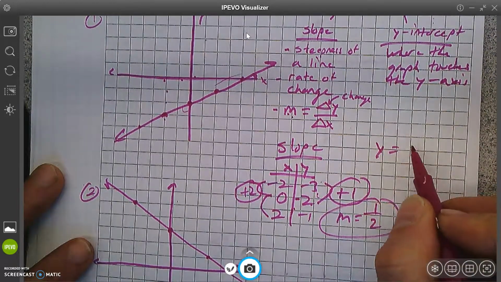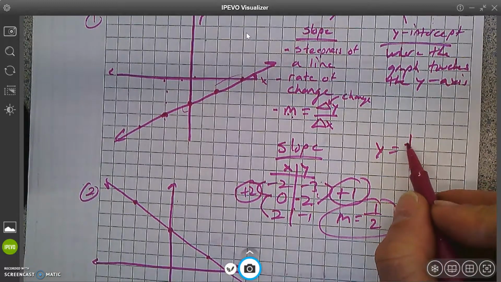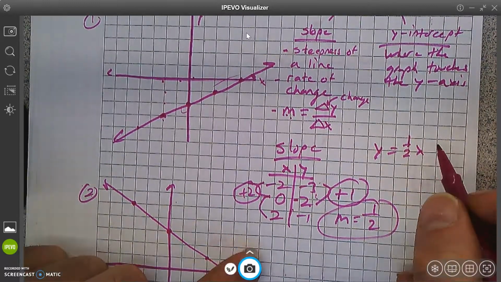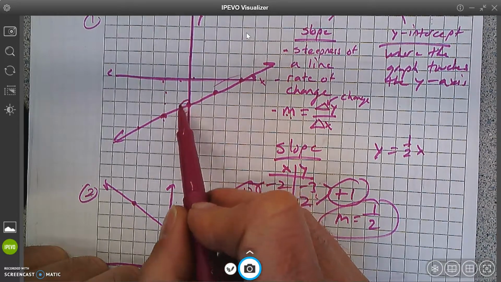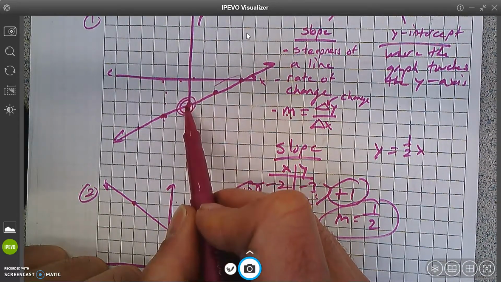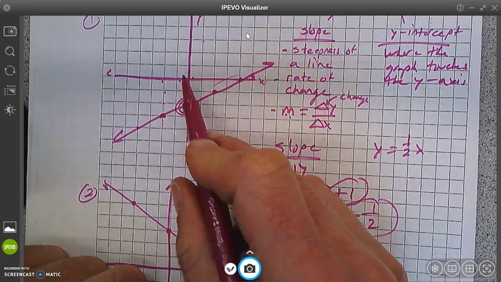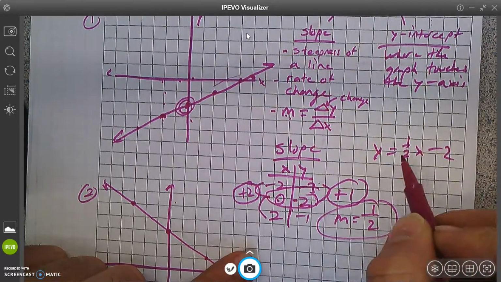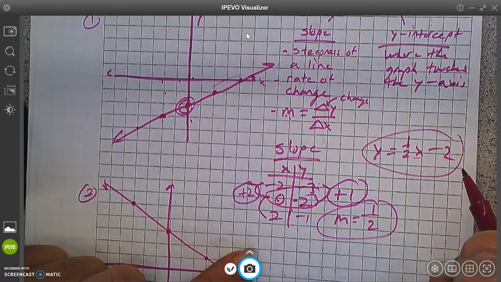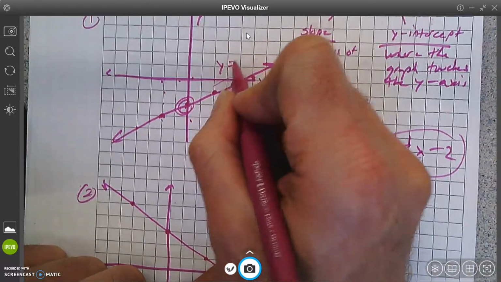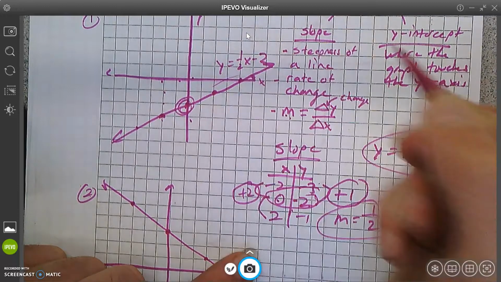So y equals 1/2 x. So what's the y-intercept? Oh, it's right here. That's 0, negative 2. Whenever x is 0, that's the y, negative 2. So it's y equals 1/2 x minus 2. That's the equation of this line, like that.